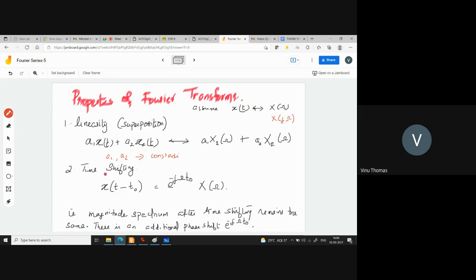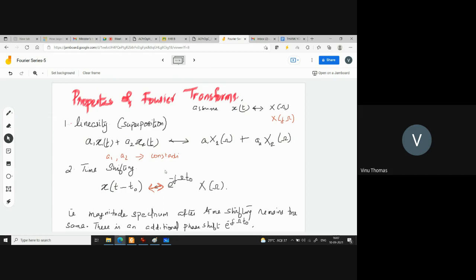Now, the second property is the time shifting property. Again, the proof is trivial, so I'm not proving that here. The time shifting property states that if you have x of t having a Fourier transform given by x of omega, then x of t minus t0 will have a Fourier transform given by e raised to minus j omega t0 into x of omega.